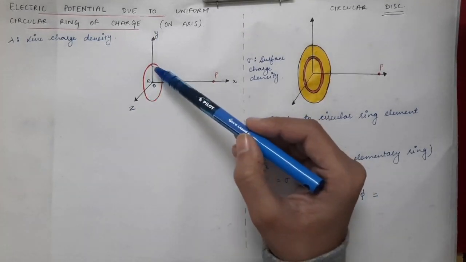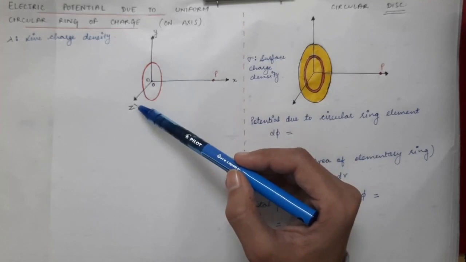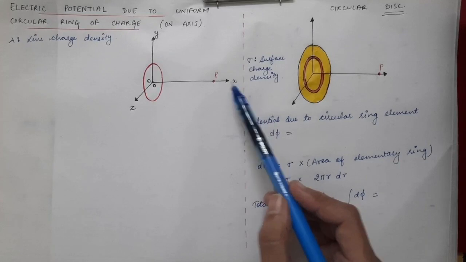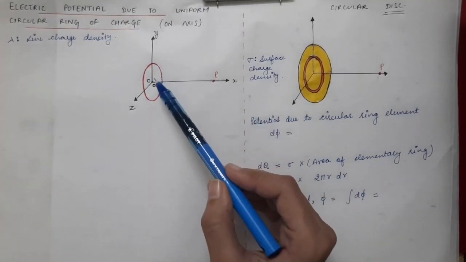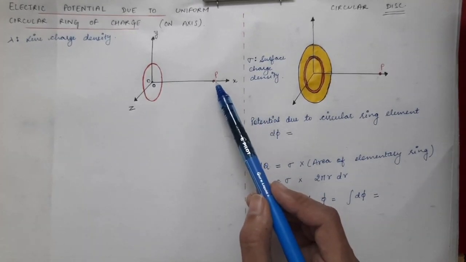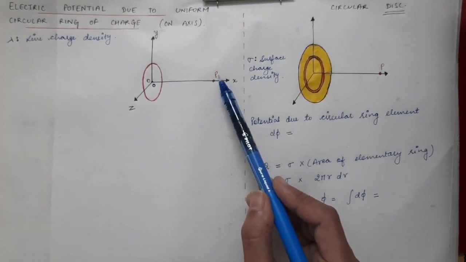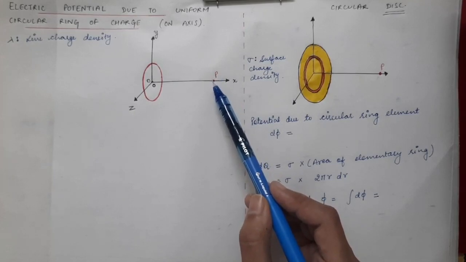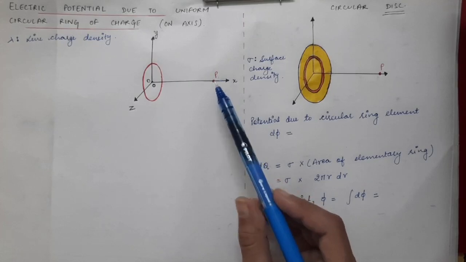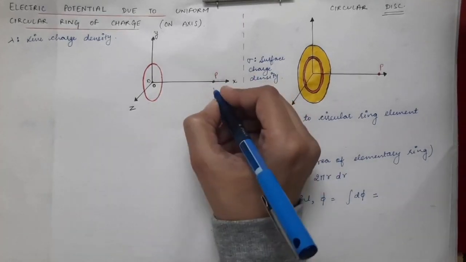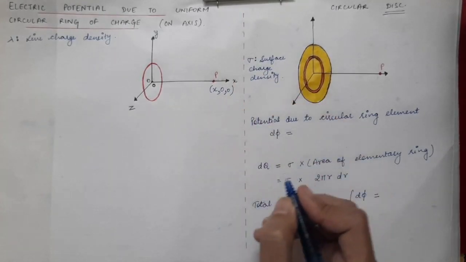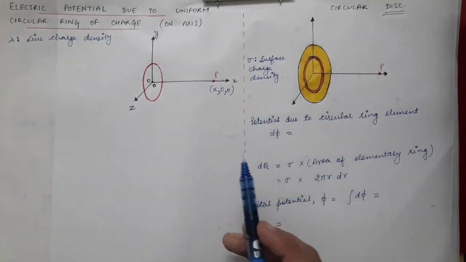So this circular ring is present in the YZ plane. And the plane of this ring will be perpendicular to the x-axis. So this x-axis will be making an angle of 90 degrees with the plane of the ring. And we are interested to find out the electric potential at P point which is present on the axis of the circular ring. So let's say this P point is at a distance of x from the origin. So this observation point will be x, 0, 0. So these are the coordinates of this observation point.